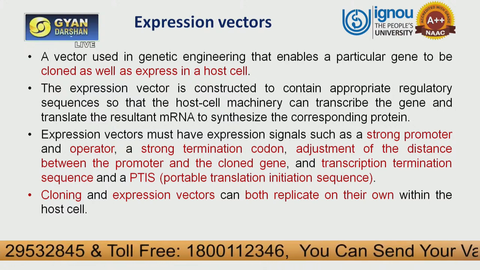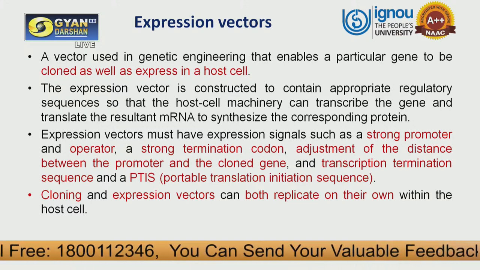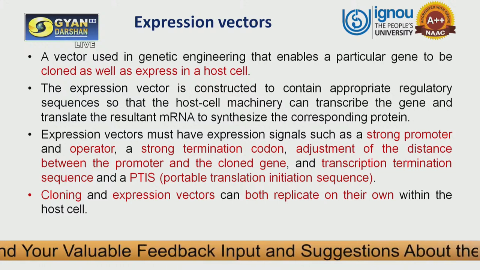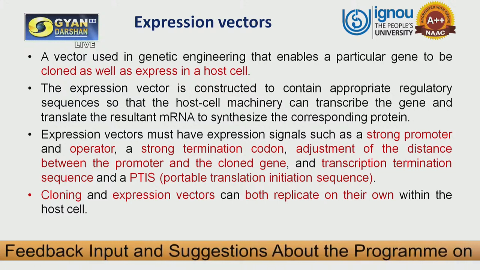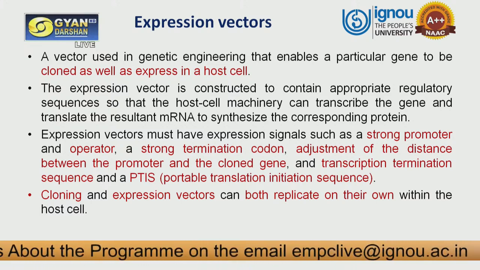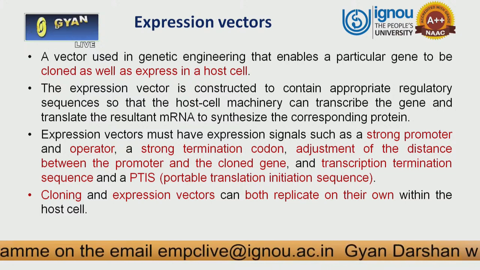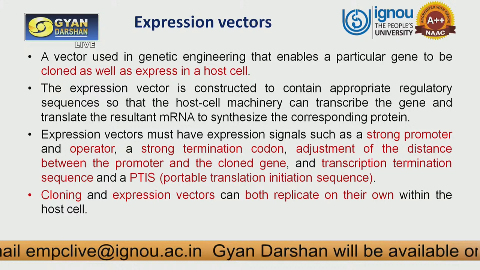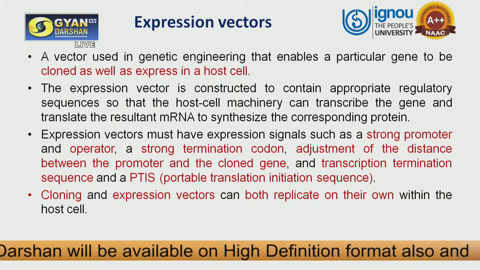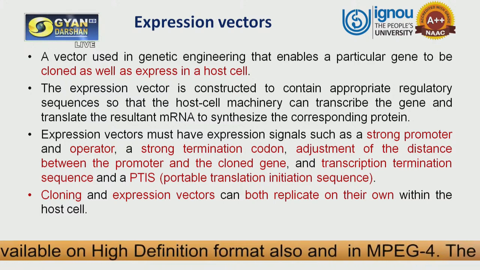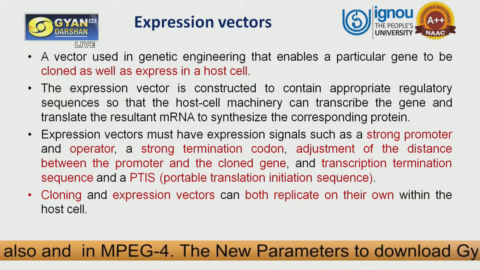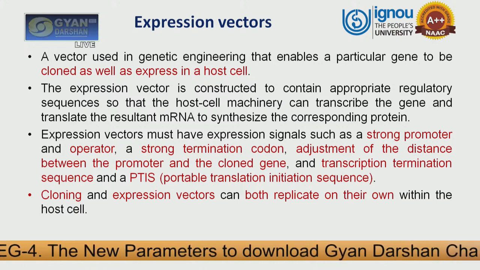As we know the central dogma of molecular biology, DNA is transcribed to RNA and RNA is translated to protein. So any change in the DNA will finally result in the final product, maybe if it is a protein. So in recombinant DNA technology, we basically manipulate the DNA so that we can get the required trait or character in an organism or a cell.